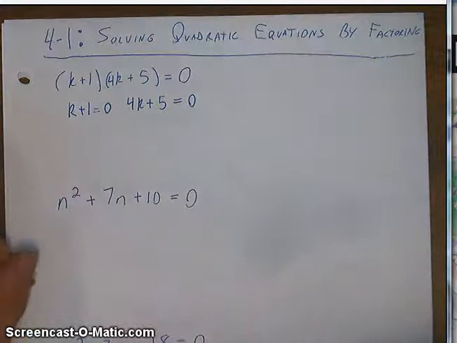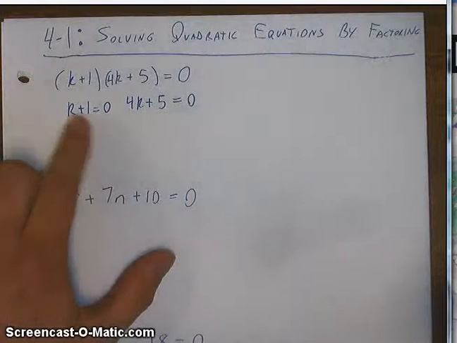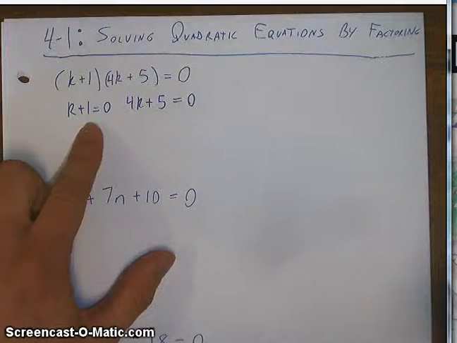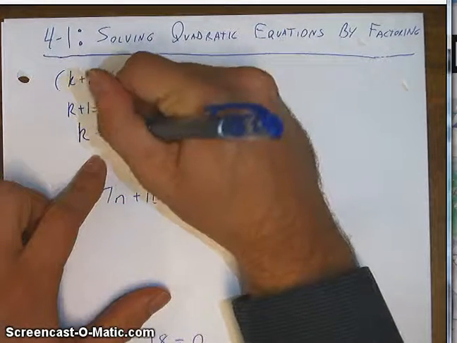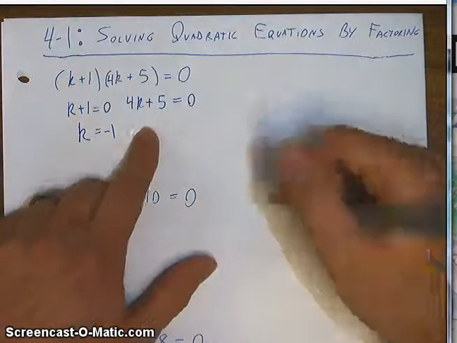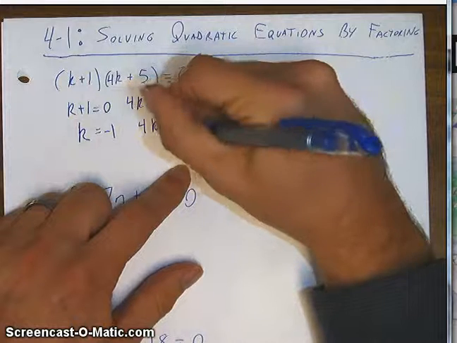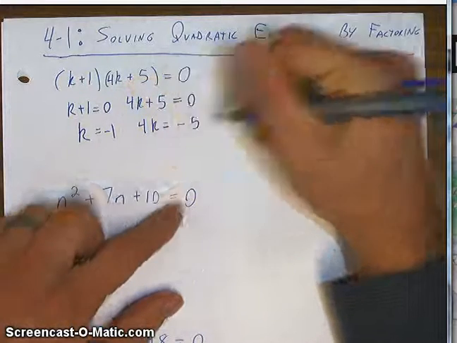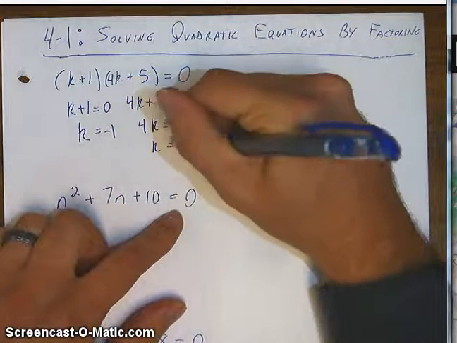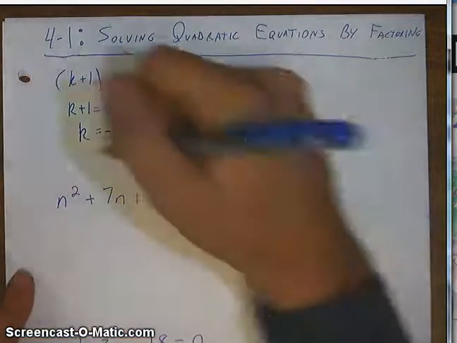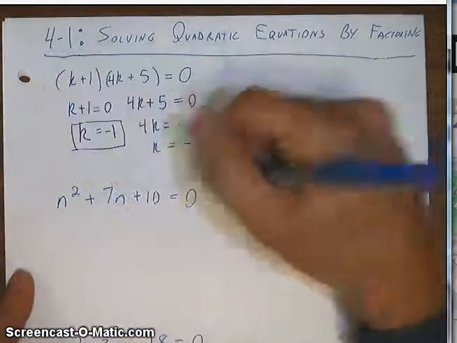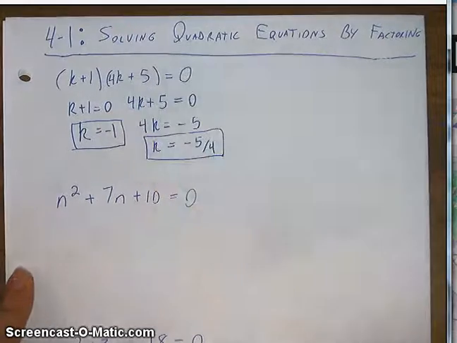At this point, we can solve for k by solving how we normally solve for x. So if you subtract 1 on both sides, this would be k equals negative 1. And then if you subtract 5 from both sides, you'll get 4k equals negative 5, and then you get k equals negative 5 over 4. So the two solutions are k equals negative 1 and k equals negative 5 over 4.